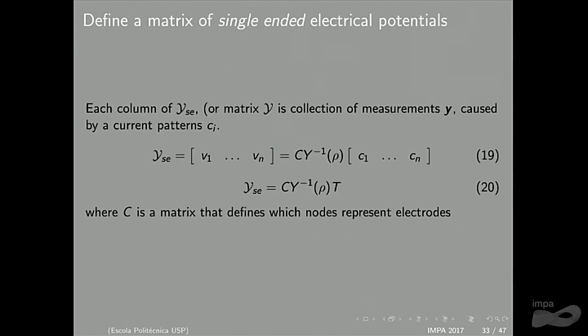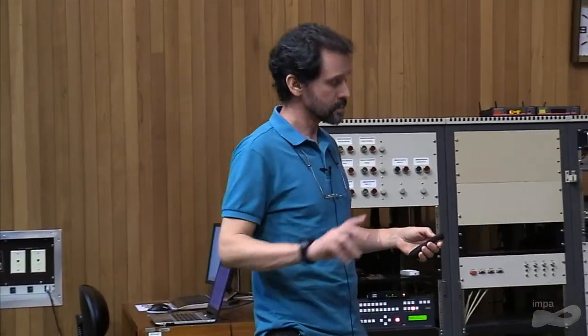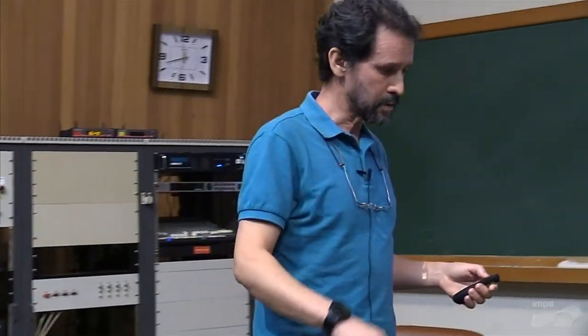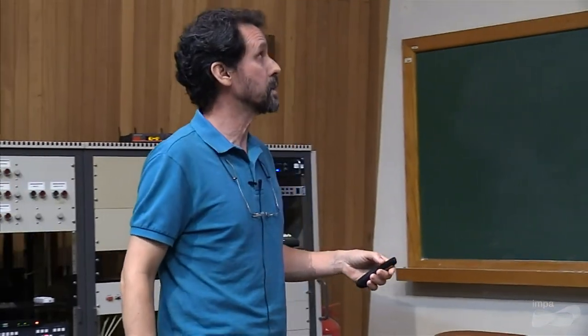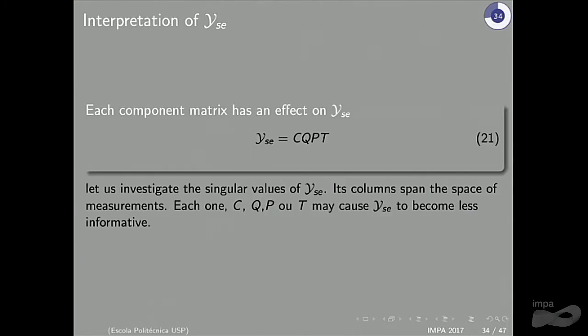And so, since many of the tomographs in the industry now use single-ended measurements and others use differential measurements, we will compare these two situations. We will form a matrix of measurements for each current pattern of excitation, and we will study the singular values of these matrices. All of them are easily computed.